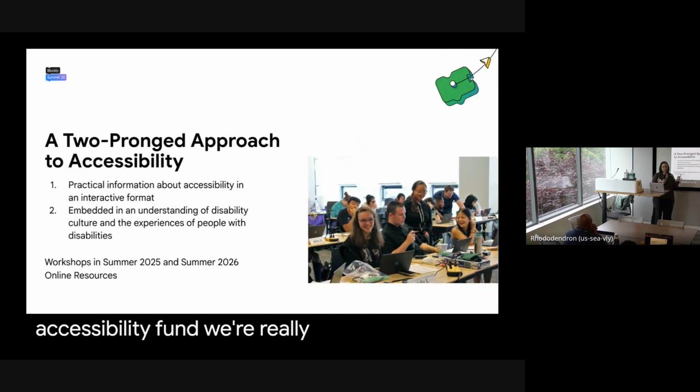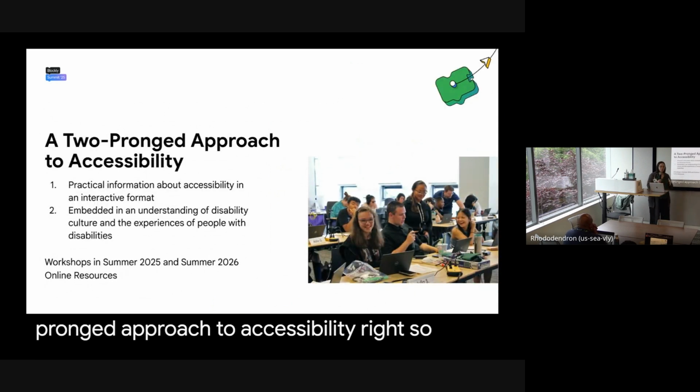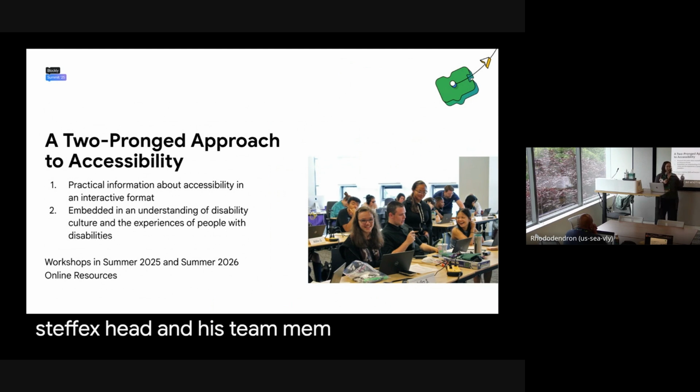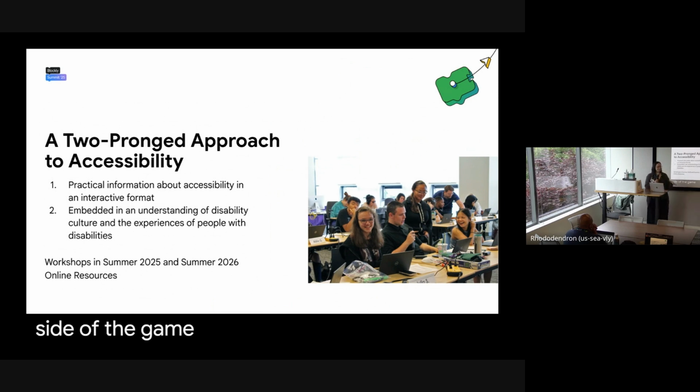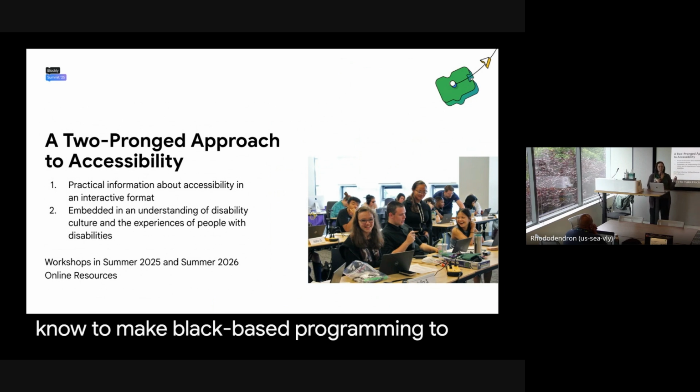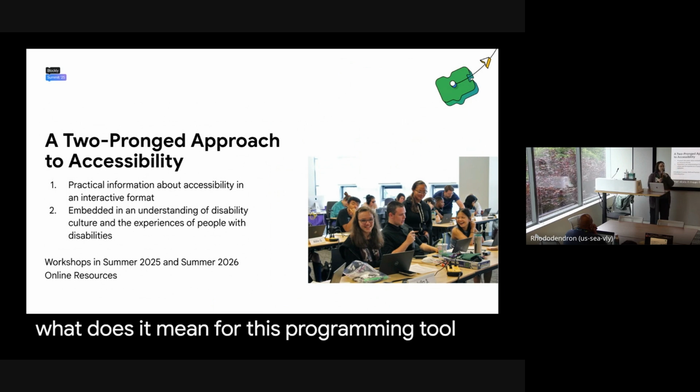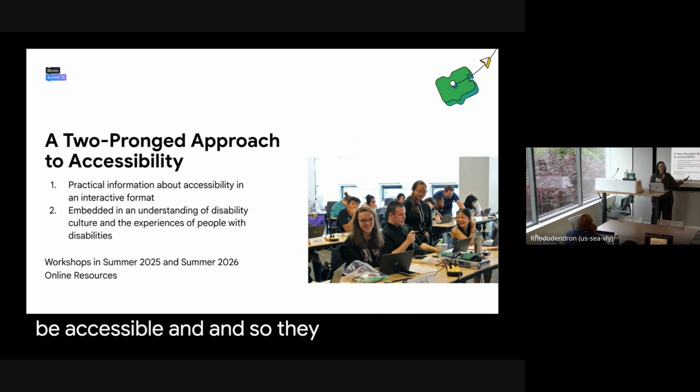We're really taking a two-pronged approach to accessibility, right? So part of it is that practical information, what is in Stefik's head and his team members' head about how we actually sit down. I mean, I'm taking no credit for this. I'm being very clear. This is Stefik's side of the game. What do we need to know to make block-based programming tools accessible? So they are working on a curriculum. And again, a lot of this is not straightforward. What does it mean for this programming tool to be accessible? And so they have been working on that.